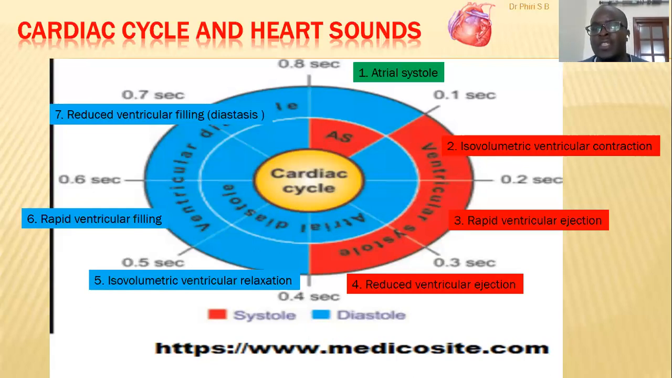Then the second phase is isovolumetric ventricular contraction. Iso means the same. Volumetric, you're looking at the volume of blood that is moving into the ventricles. So in isovolumetric ventricular contraction, you find that the volume of blood in the ventricles remains the same as the ventricles are contracting. That's why it's called isovolumetric ventricular contraction.